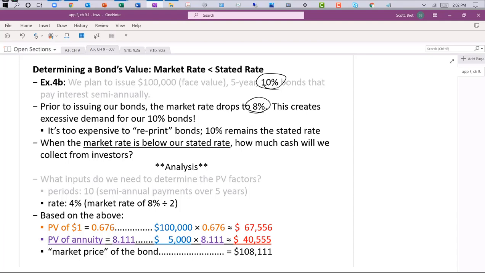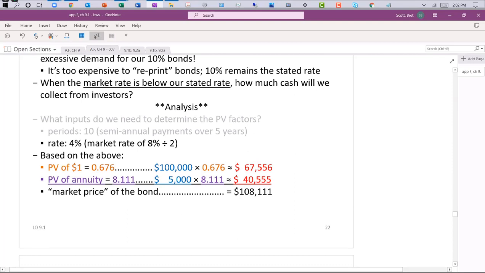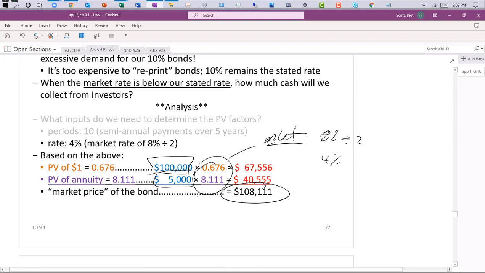Well, what we find is when we take the present value of the lump sum and the stated rate payments of interest, but we use factors based off of the market rate, in this case, it would be the 8% divided by 2. So the 4% is what we're using. 10 is our 10 payments, 4% is the interest. If we're using these factors, what we find is we're going to actually collect $108,000 from our investors up front.